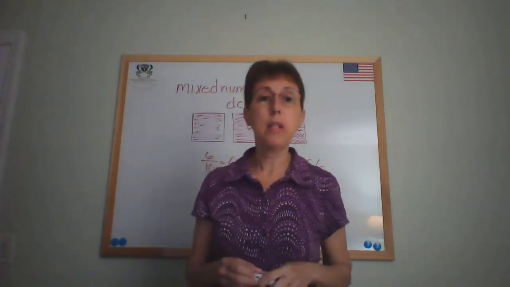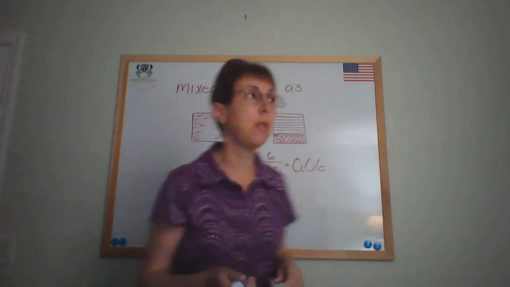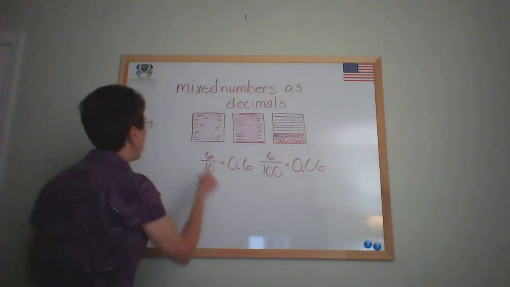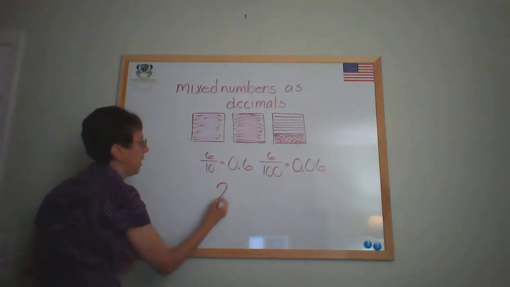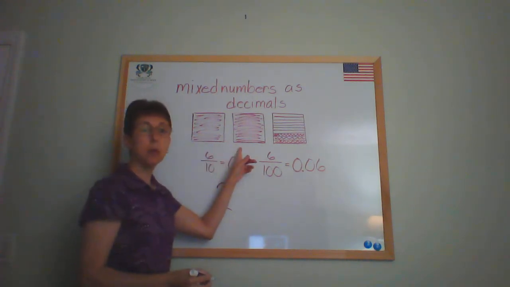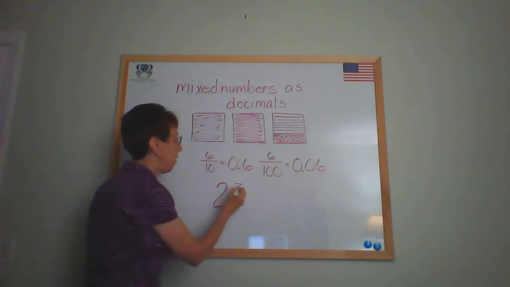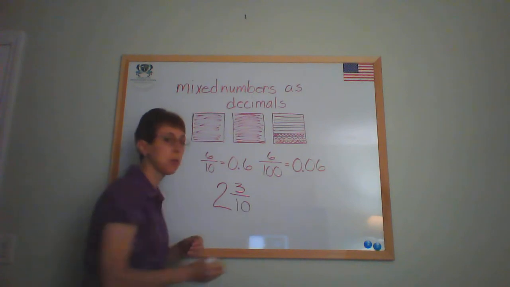And so when you were going to be writing a mixed number for this, you would have written, I'll put it down here for right now, two whole squares, and then you have 3/10 of another square.